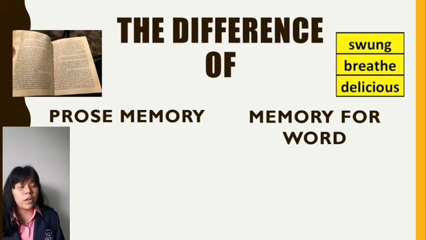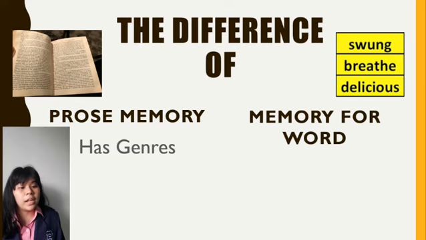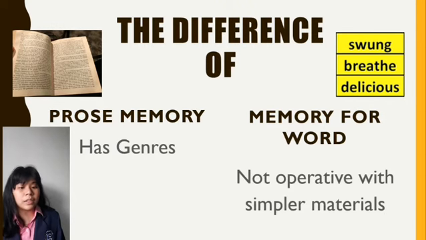So basically there is one main distinction between prose memory and memory for words. Prose memory involves genres that have some significant way of remembering the prose or any literary work. And memory for words specializes in simpler materials, which allow some special forms of the words.